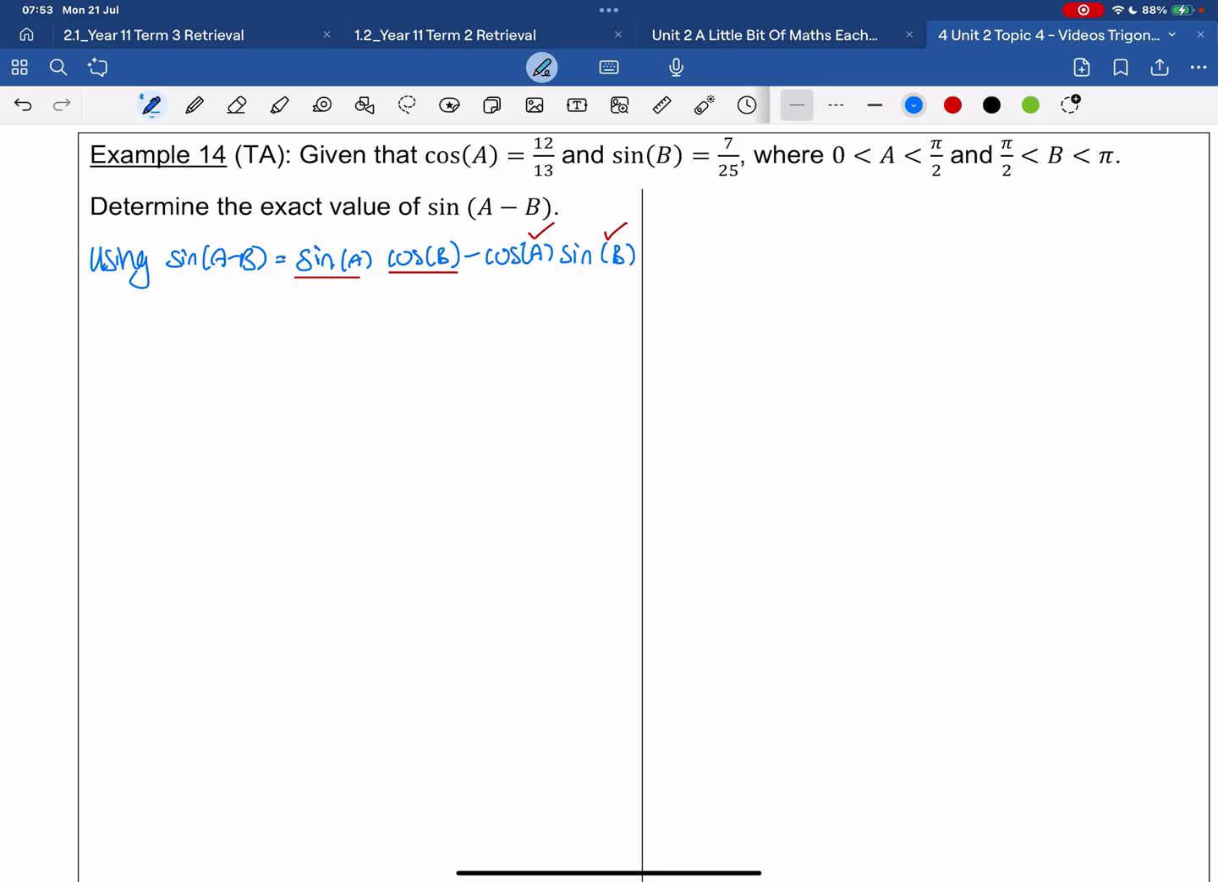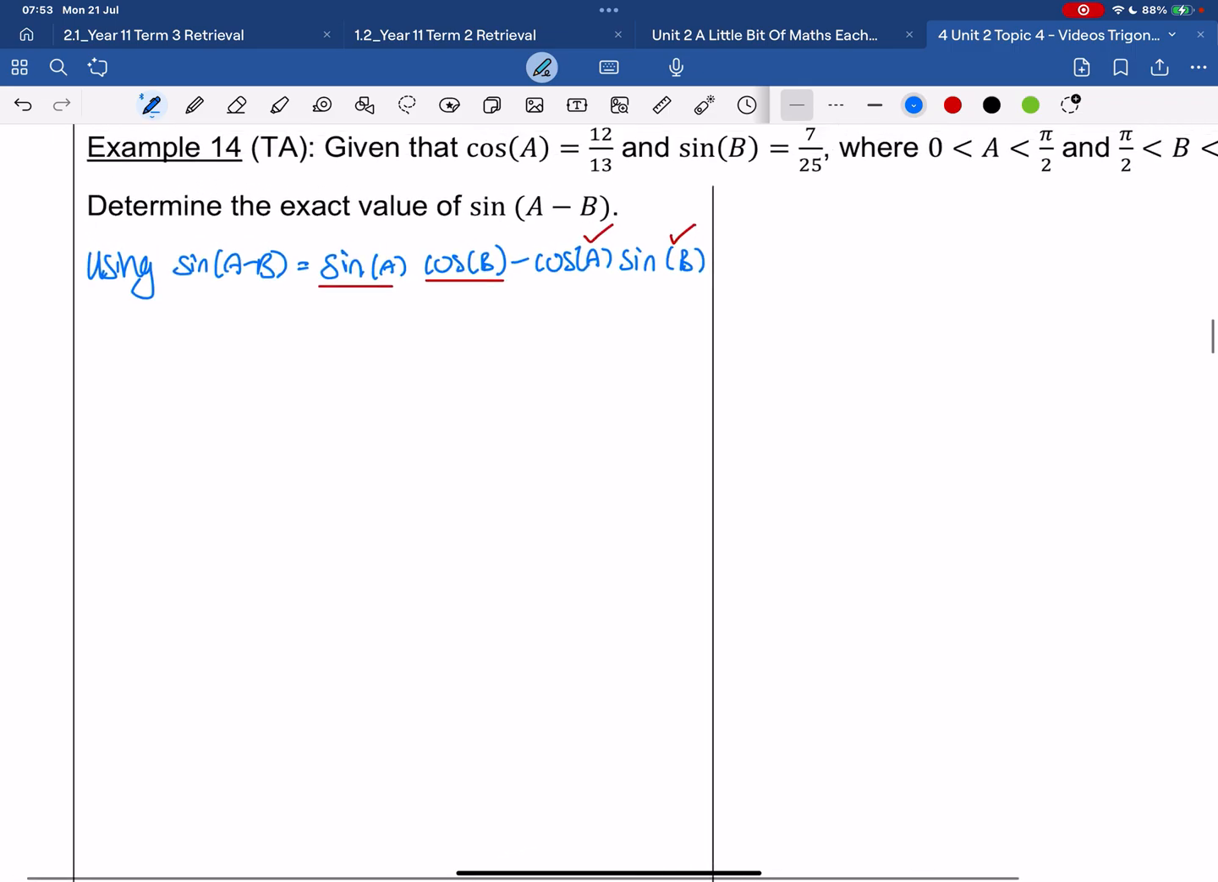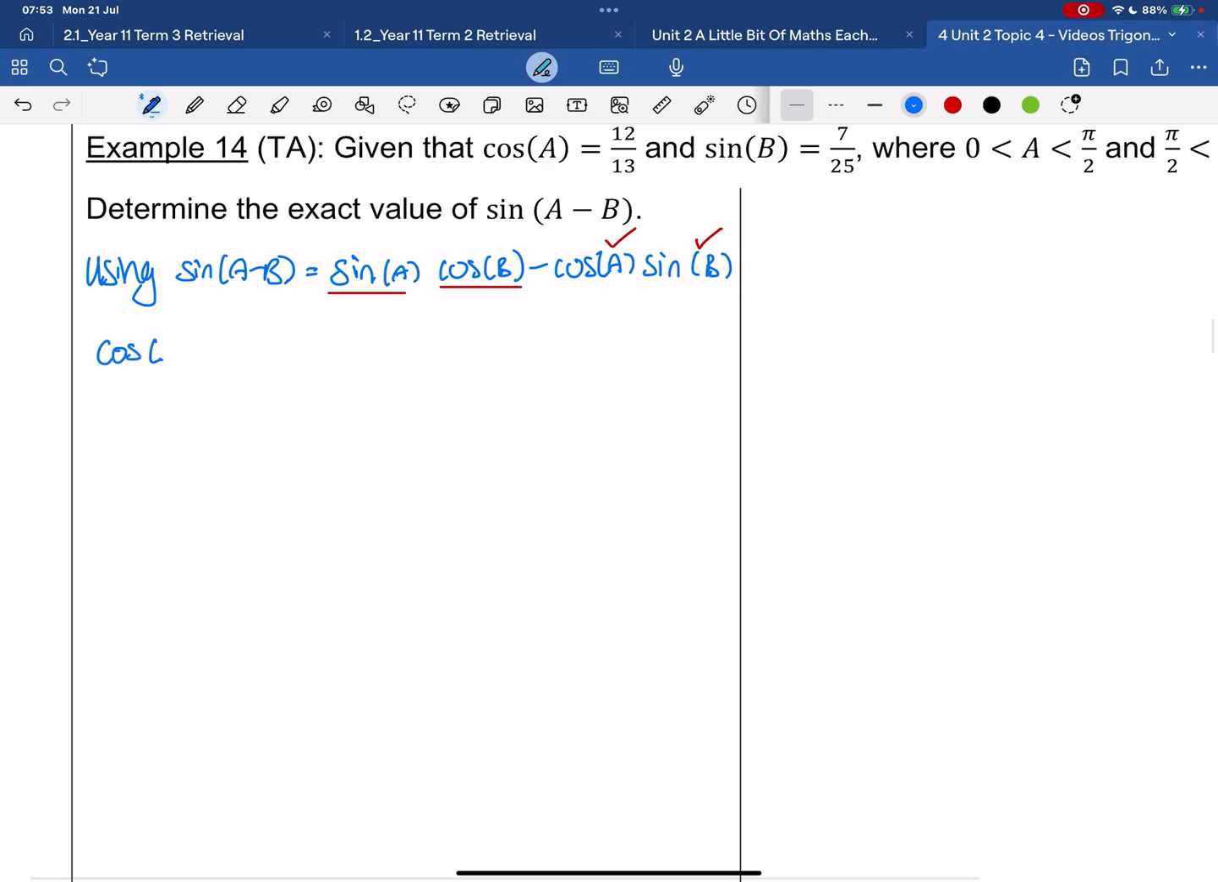And because I can relate my sine and my cosine ratios to each other with right angle triangles and Pythagoras, I think I probably can do this. So let's just have a look first. If I've got cos of A is 12 over 13, well, I've got my right angle triangle over here, and I put A over there. 12 and 13 would be over there, and I can work out my third side, y, using Pythagoras.